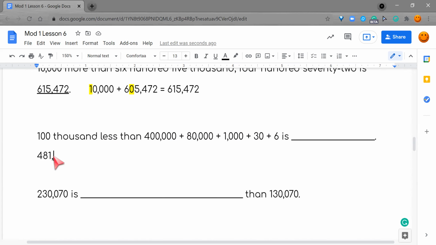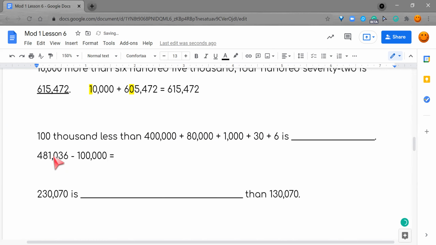Okay, so I have 30 plus 6, which is 36. Now the question is, do I have 100? No, and what do I put in place of 100? Yes, you guys, 0. So I go 0, 3, 6. I need to subtract how much? Yes, 100,000.